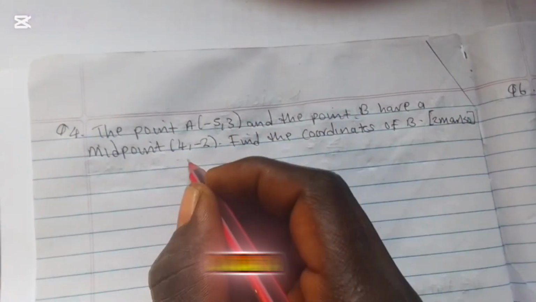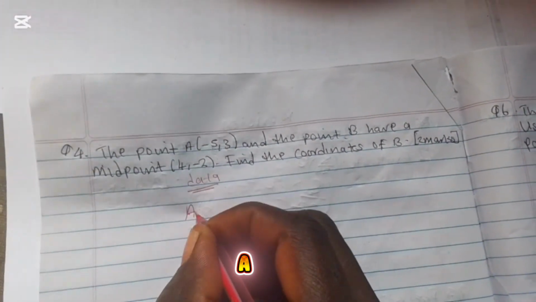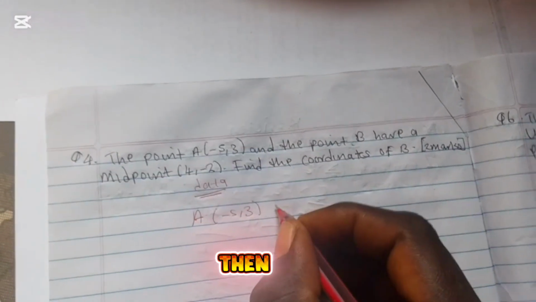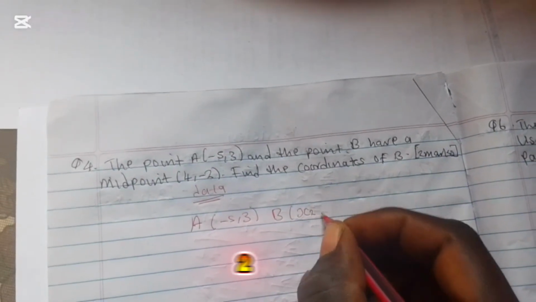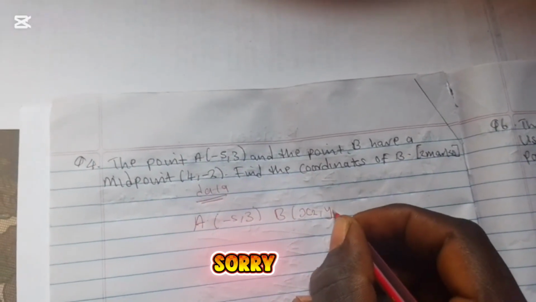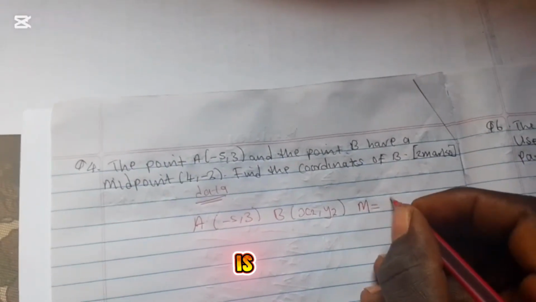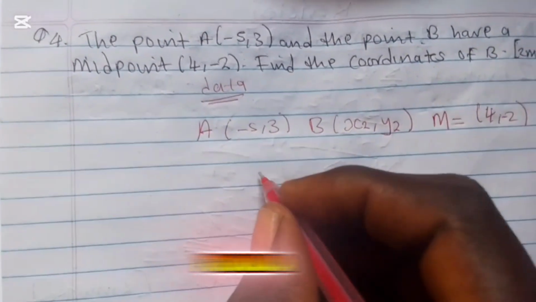So you need to collect the data. They say that point A is (negative 5, 3). Then point B we don't have, it is (x2, y2). And then you have the midpoint, which is (4, negative 2). So this is the data. So we're going to write the formula of the midpoint.